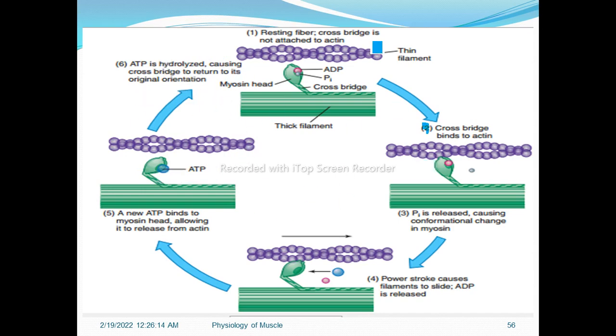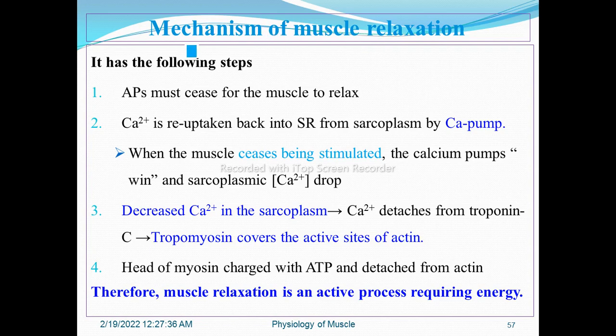So this is another step, the mechanism of muscle contraction. Up to now we have completed step 3. Now it is the last step, that is muscle relaxation. For the muscle to relax, it follows these steps. One is that the action potential must cease for the muscle to relax.